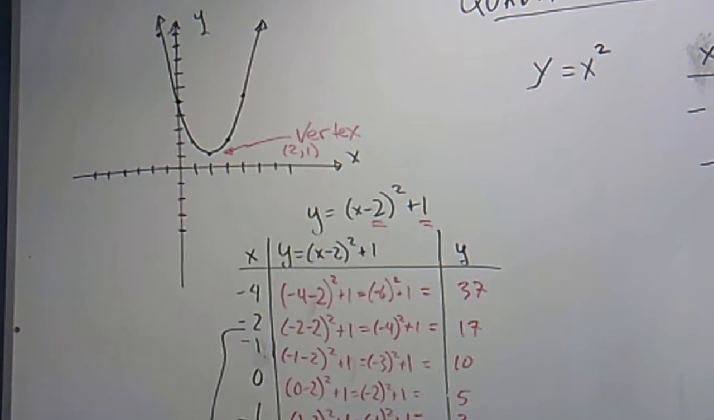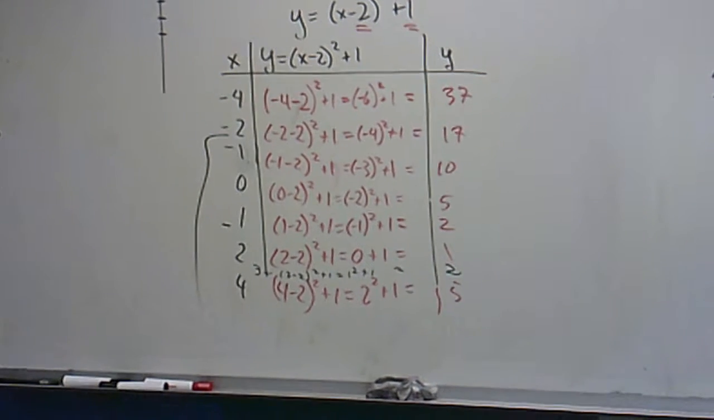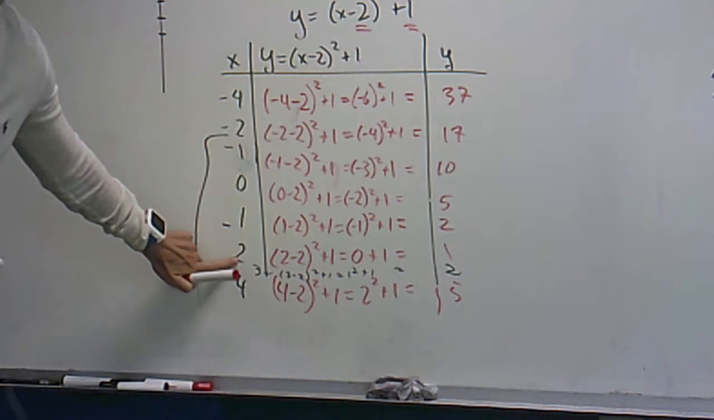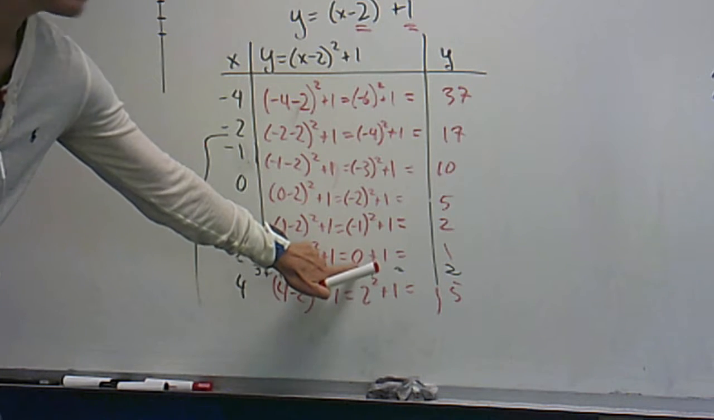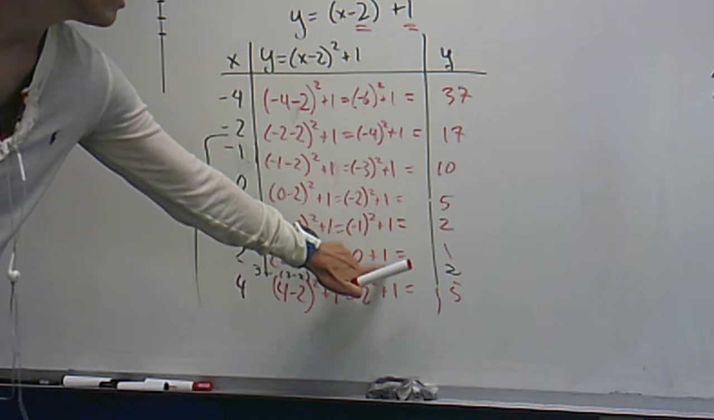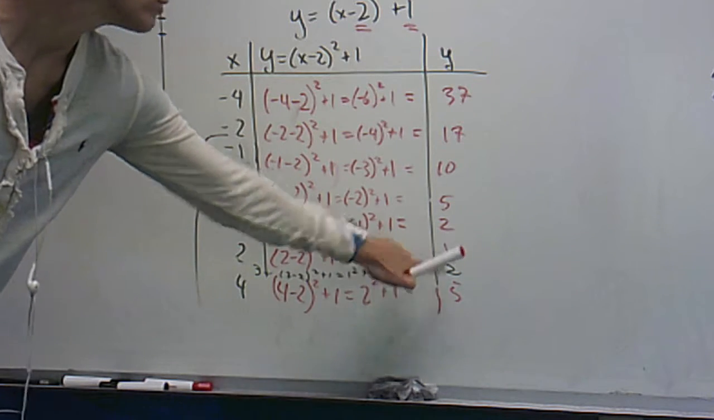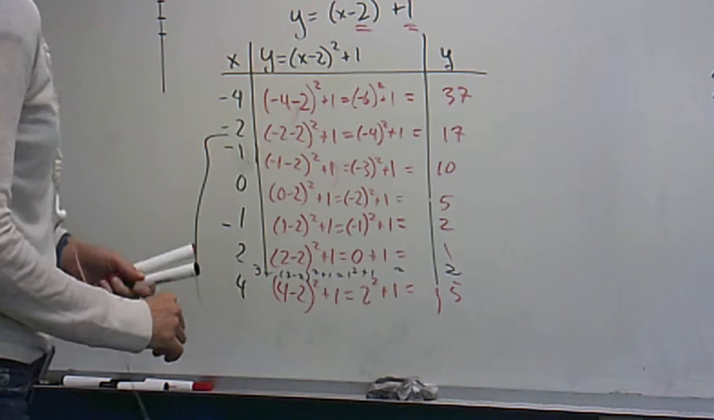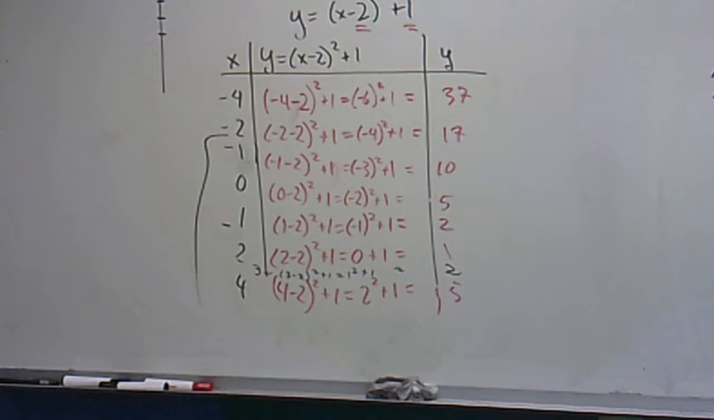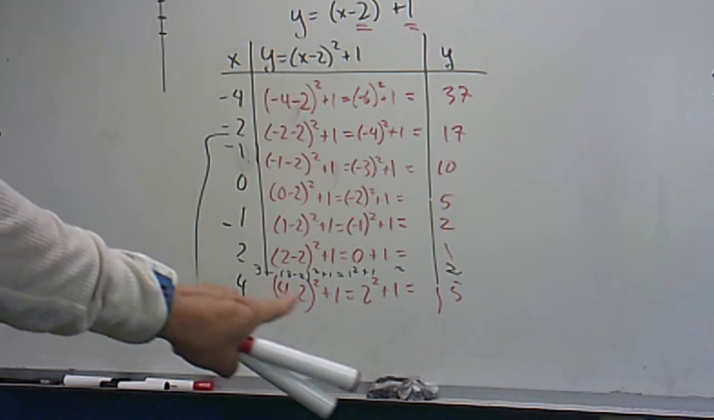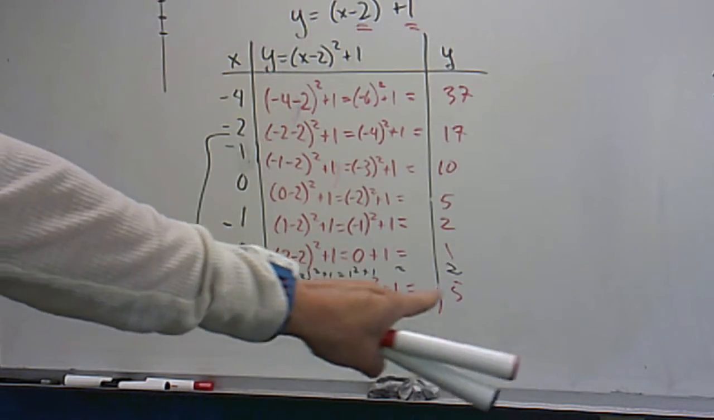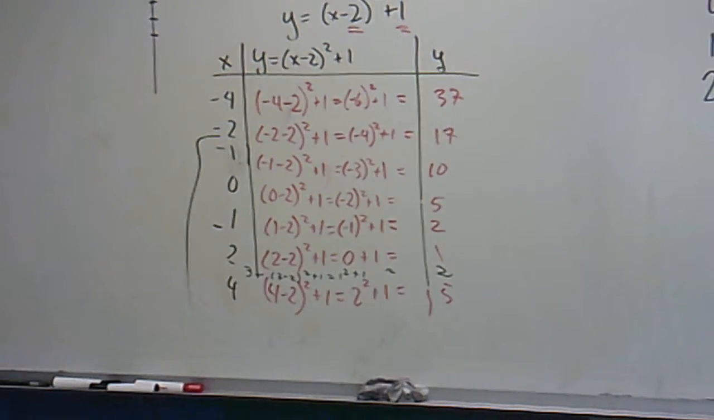Right? The value 2 made this part 0. And because it made that part 0, we just had this hanger on, which was the 1. And that is how our vertex came about. Okay? So it made that 0. Do you see it there? The 2 made that part 0. And so we get out the 1.